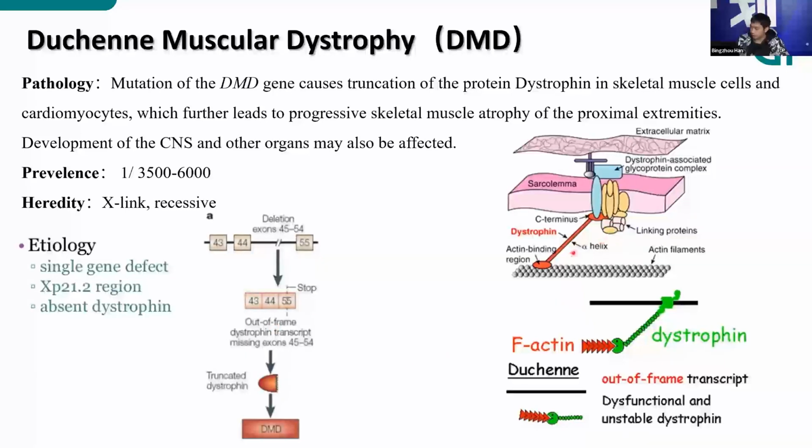As we look here, dystrophin actually acts as a bridge that connects our cell membrane and the actin filaments in our muscle cells together, to make sure that contraction will work when our muscle needs strength. However, if the dystrophin itself is truncated, it will be dysfunctional and unstable in the complex, causing the function of the muscle to be disrupted.